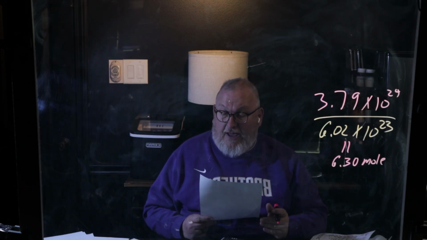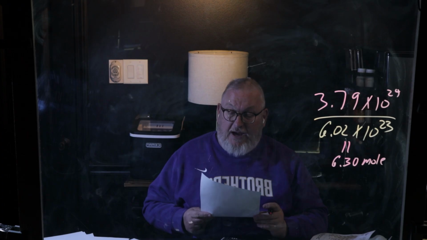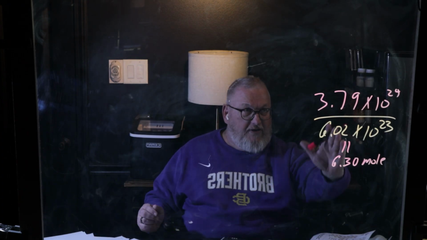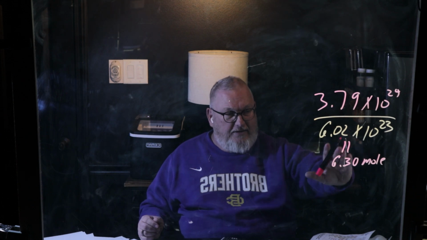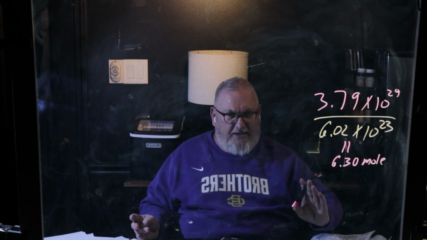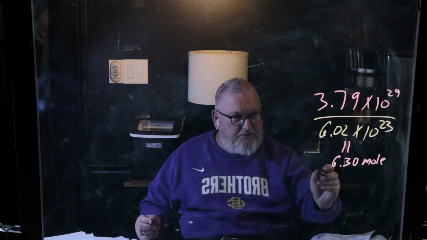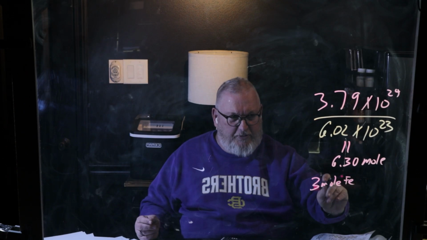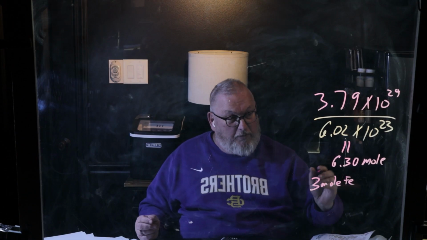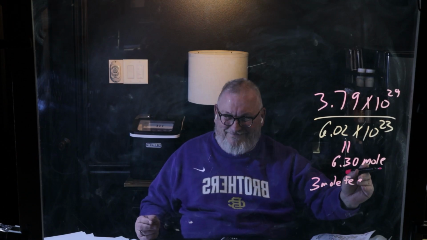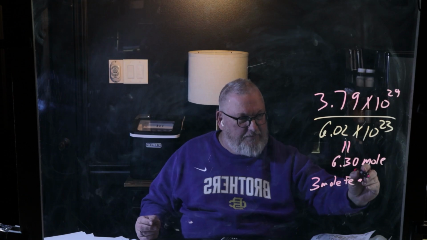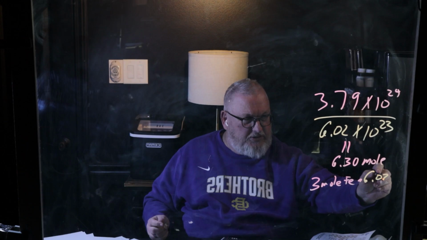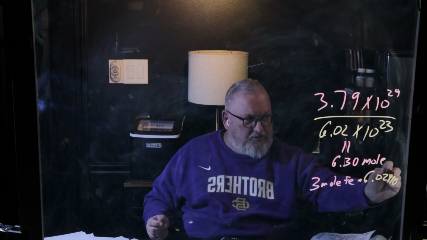Let's do another one of this type. Number 1: how many iron atoms are in 3 moles of iron? To find particles, we have 3 moles of Fe, and we multiply by Avogadro's number, 6.02 times 10 to the 23rd.